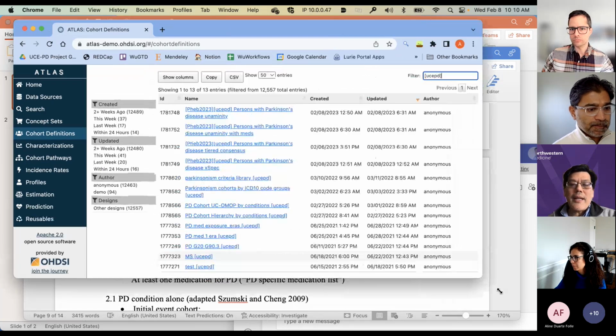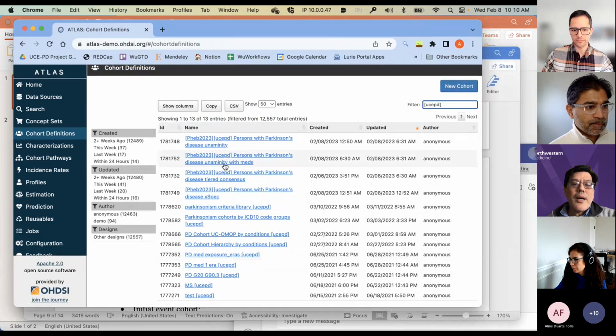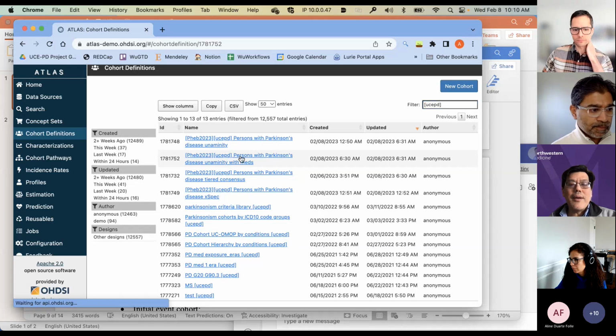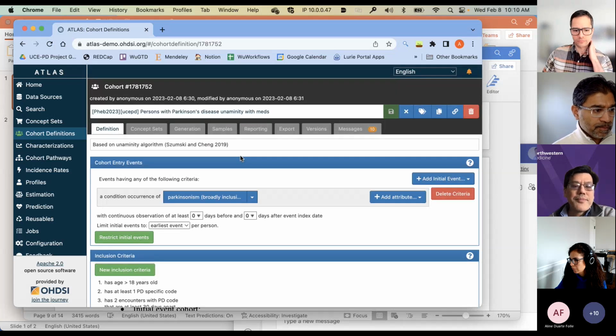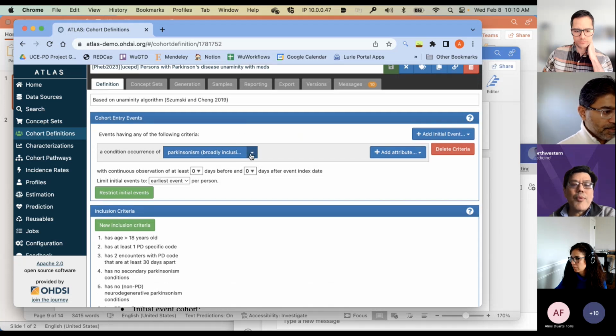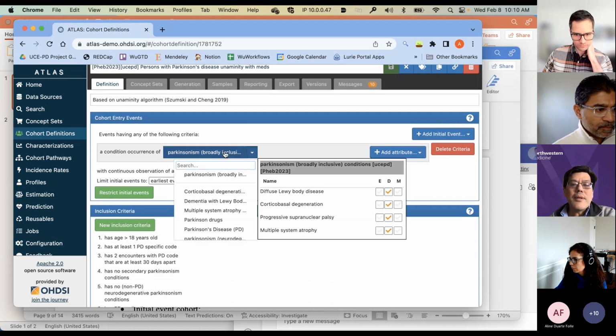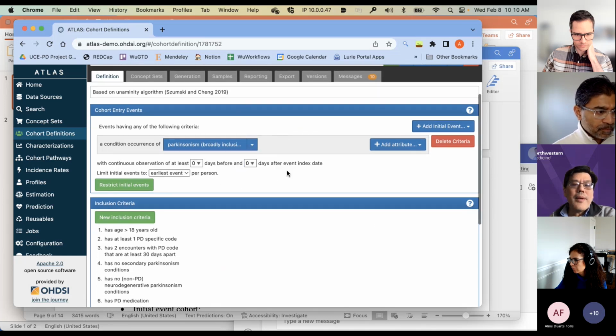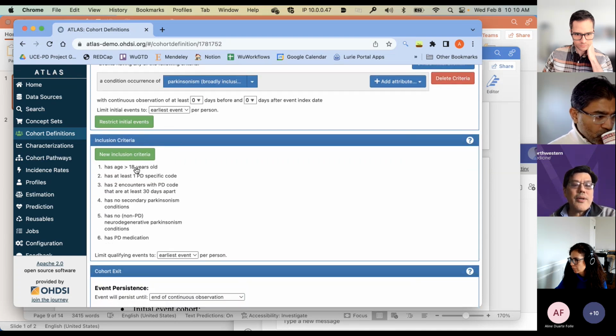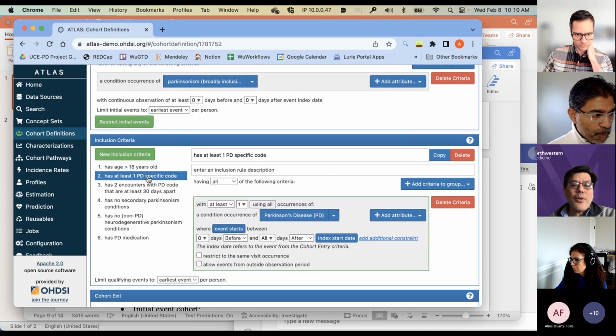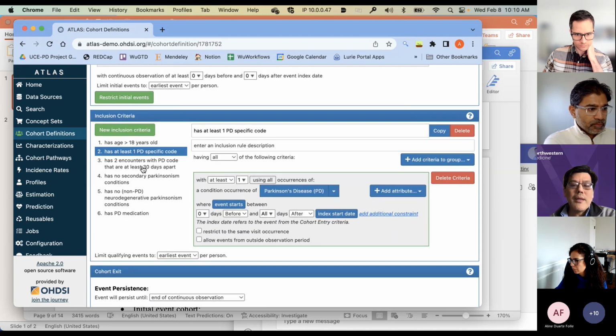Yes. So this is the Atlas demo site. I'll just pick this one because the medications have an added criterion. So I have a broadly inclusive concept set that's been defined. You can sort of see it here, and this is per how Ryan did it last year, earliest event. And then here's our criteria: age, one code. I hopefully did this correctly.